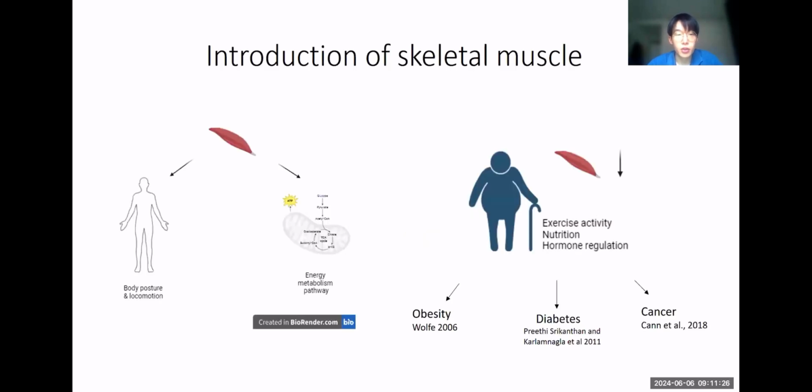A brief introduction about the literature. Skeletal muscle has a lot of functions, and it helps the body perform posture, locomotion and energy metabolism. It stores a lot of glucose and maintains many metabolic pathways. In aging, factors like exercise, nutrition and hormone regulation lead to a decrease in general skeletal muscle size. Literature has linked this with obesity, diabetes or cancer, these kinds of chronic diseases.